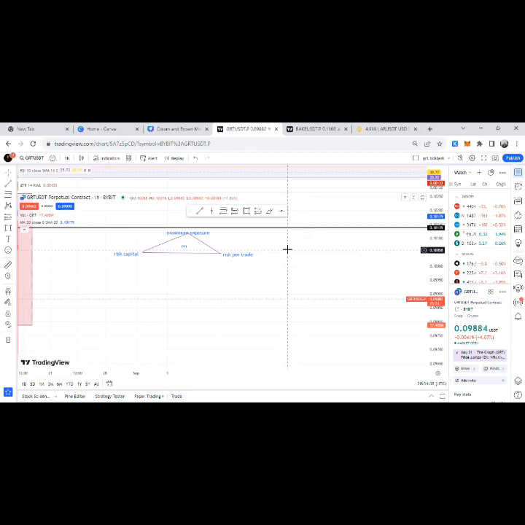Let's say you want to enter 3 trades at a go. Your loss percentage should not exceed 10%. That means that for each trade, your maximum loss is going to be $10 because you're trading with $100.